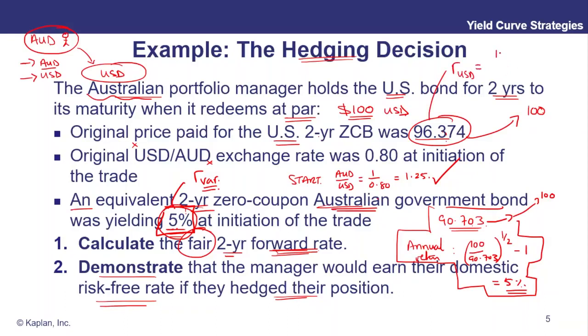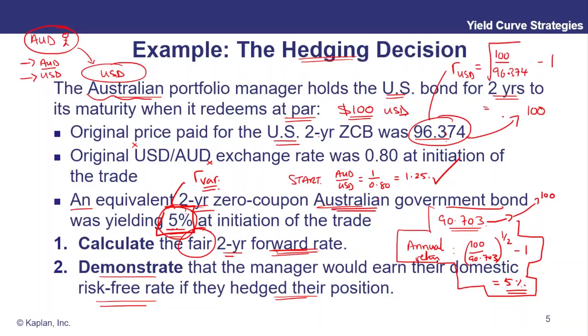The way that we do it is we say the US dollar risk-free rate is an ending value of 100 divided by a starting value of 96.374. That gives you 1 plus your 2-year return. You can take the square root of that because there's 2 periods here. It's the power of a half. Subtract 1 and you're done.